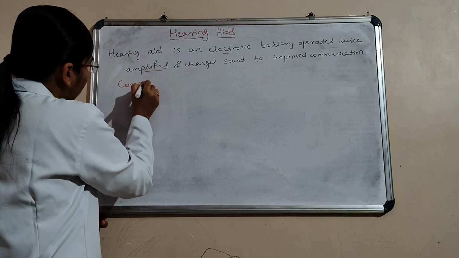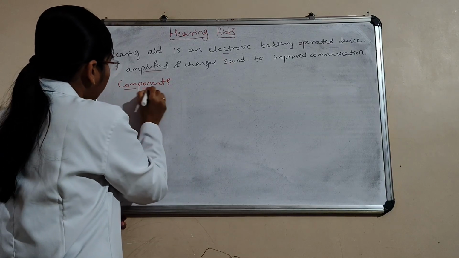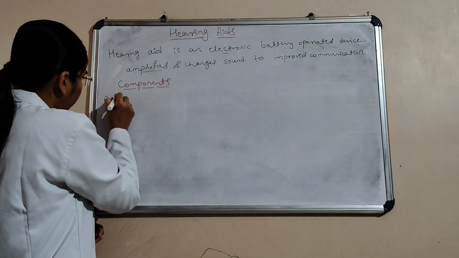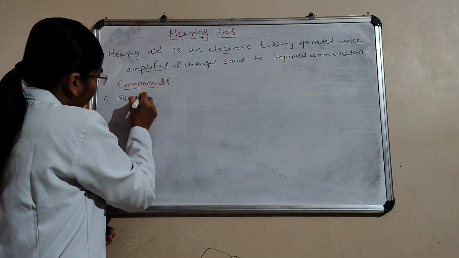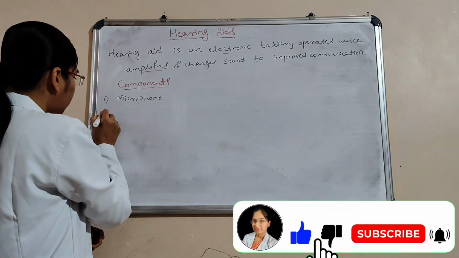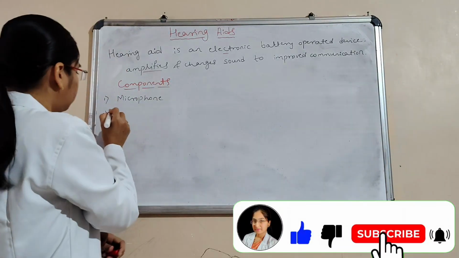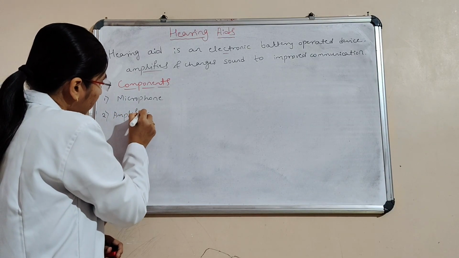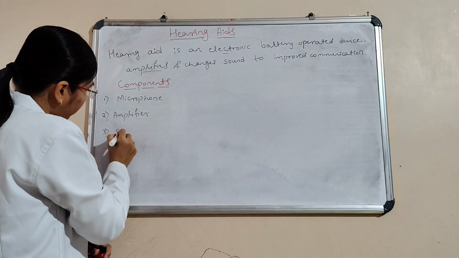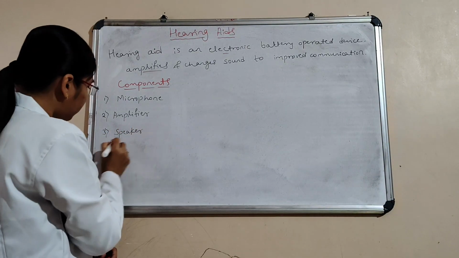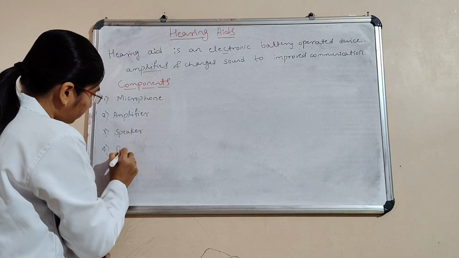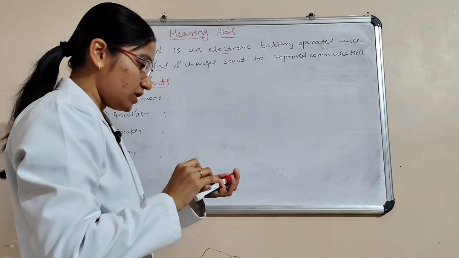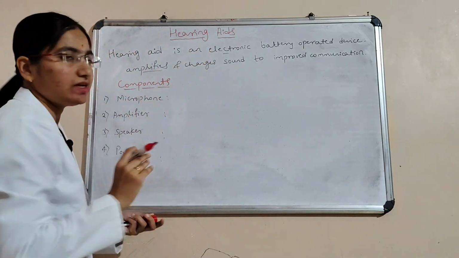Here we'll see the components of the hearing aid. First, there will be the microphone, and then the amplifier, and then the speaker, and then the power. These are the components of hearing aids.